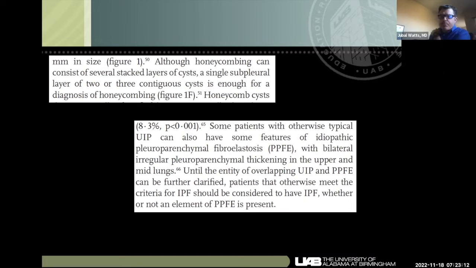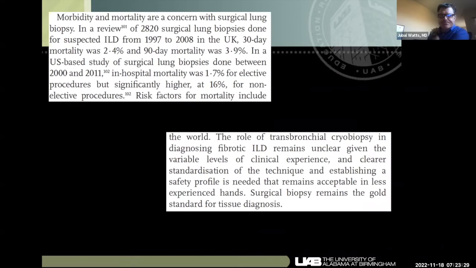So if you're supine, you can get a little bit of dependent atelectasis or ground glass, and it can be hard to tell if it's really reticulation, early reticulation, or if it's just atelectasis. So if there's any question, I do recommend some prone imaging just to look for very early or mild disease limited to the posterior bases.